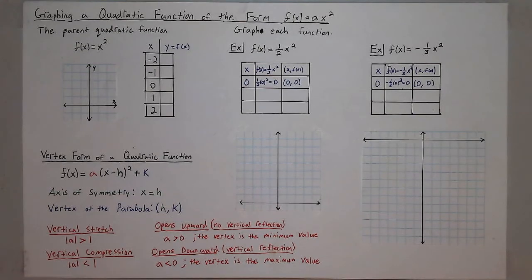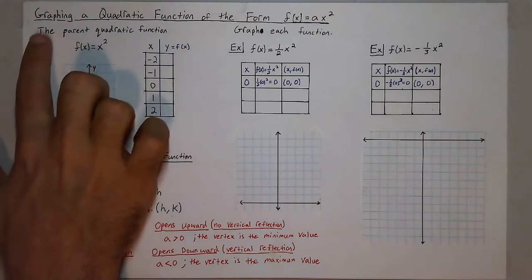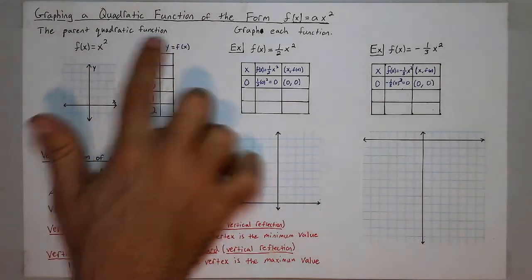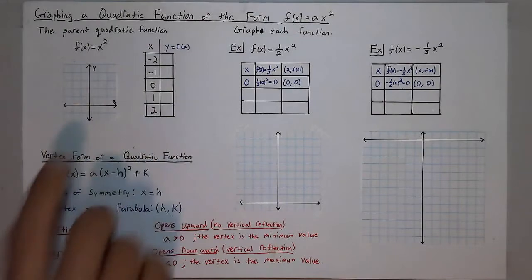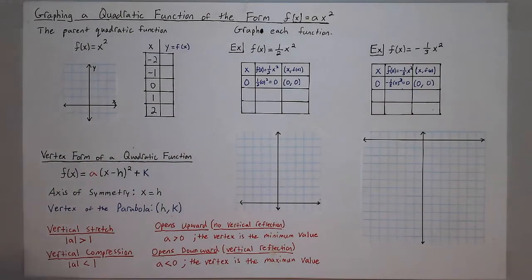In this video, we are going to learn how to graph a quadratic function of the form f of x is equal to ax squared. We're going to first graph the parent quadratic function, f of x equals x squared. We're going to make a table and see what type of shape we get from plotting these points.